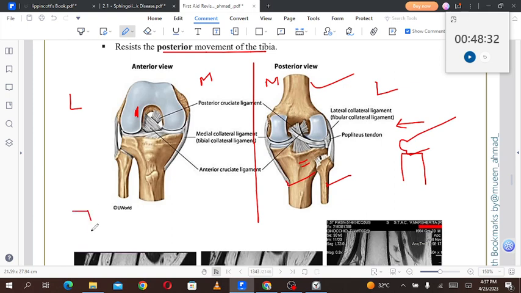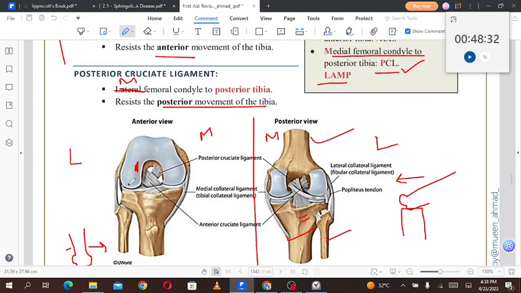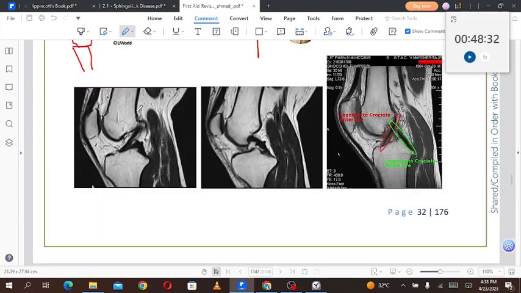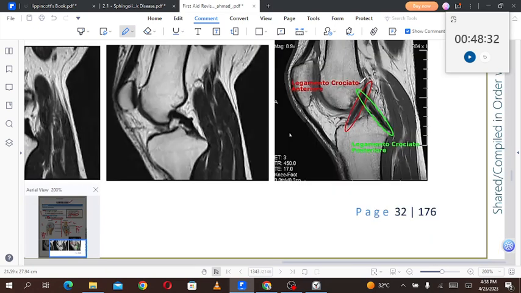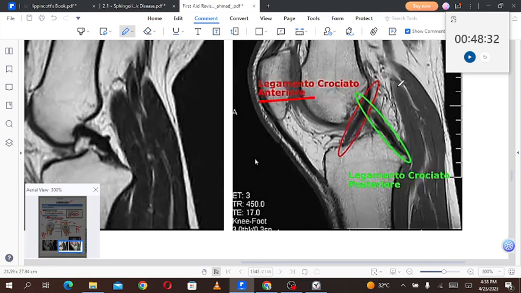Suppose that this is the tibia below and the femur is now extending. There is a chance for the femur to move posteriorly while extending. Yes, I guess I'm saying the right thing. So to resist this movement, like when the person is standing straight or extending the knee joint, to prevent the posterior movement, we have the posterior cruciate ligament. Here you can see these cruciate ligaments. So this is the ligament cruciato anteriore. So anterior cruciate ligament is this one, and this is the posterior cruciate ligament.